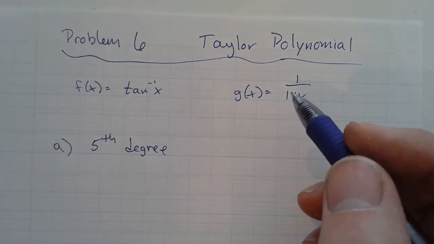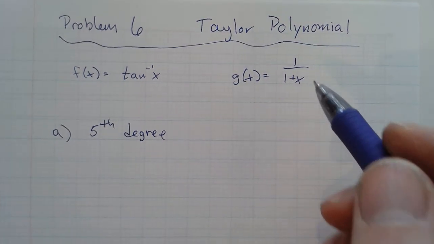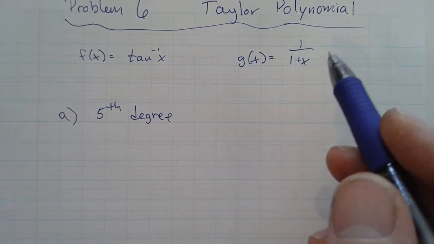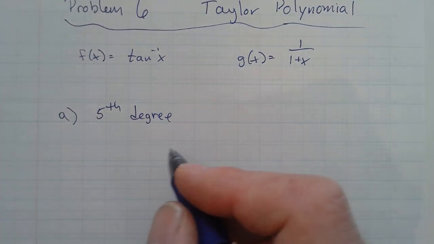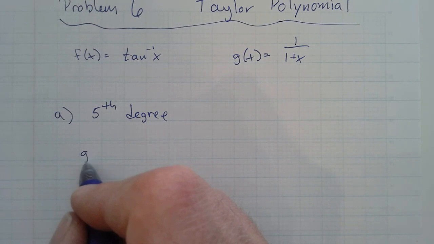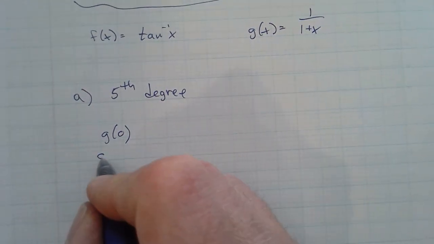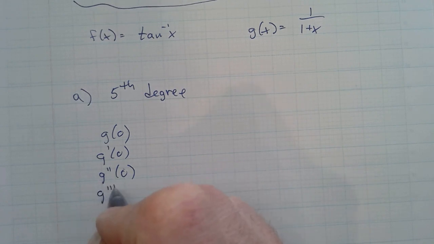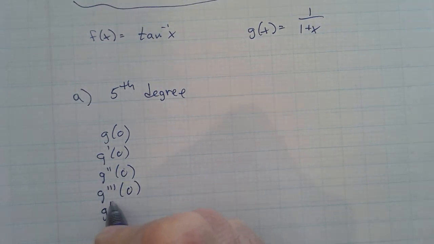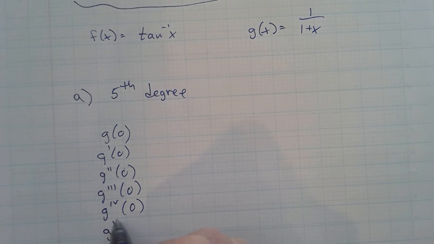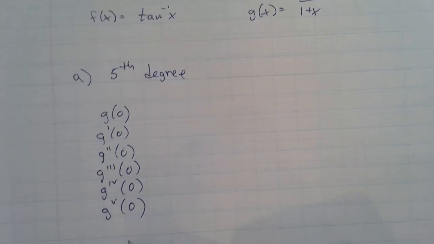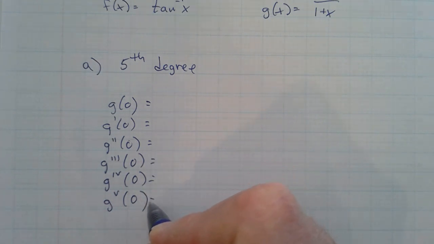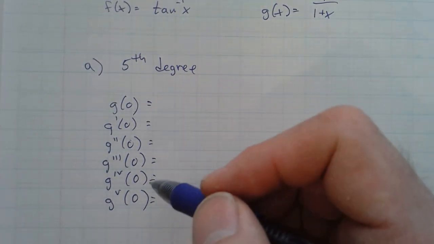All right, so there's several ways of doing this. Even if you know one way of doing it, it's probably a good refresher to revisit the other ways. The most straightforward one would be to figure out what g of 0 is, g prime of 0, g double prime of 0, and so on. Fifth degree, we do 5 derivatives. So those are our initial coefficients.